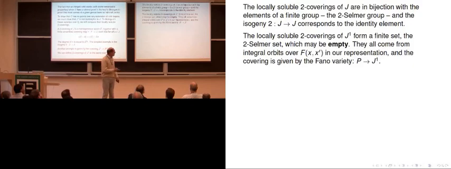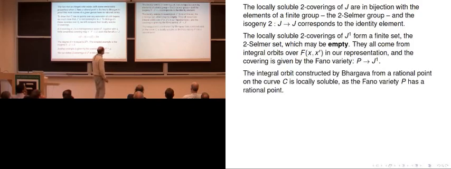There's no obvious covering like this one, of J1 to J. And it turns out, after some analysis, that they all come from integral orbits in our representation. I mean, not all the 2 coverings do, but the locally soluble ones come from integral orbits in our representation, and the covering is given by the Fano variety of the pencil of quadrics. So that we have a representation theoretic analysis of when we have locally soluble 2 coverings of J. In particular, if you cannot find a pencil of quadrics associated to your hyperelliptic curve, you don't have any 2 coverings of J1, and J1 is not isomorphic to J, because you have a 2 covering of J.